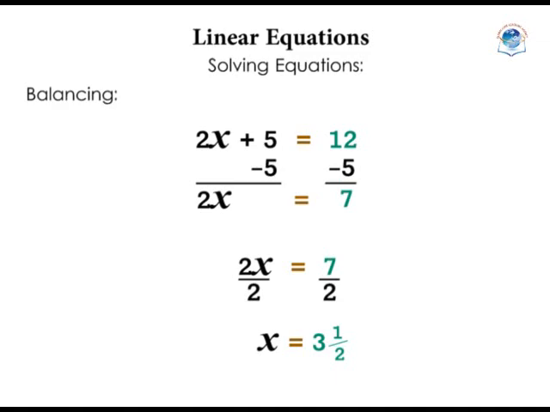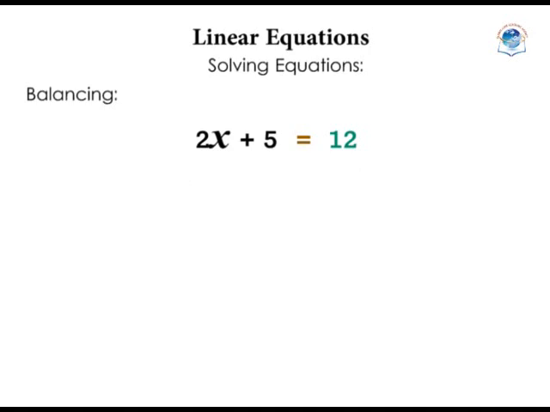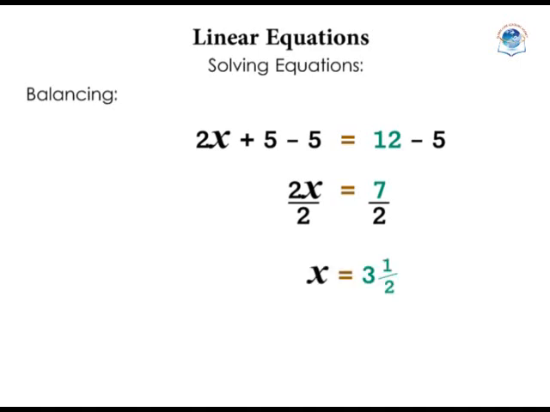Now that subtraction may look funny. Most people are used to the straightforward method. So 2x plus 5 is equal to 12. We can say that subtract 5 on either side. So we have 2x plus 5 minus 5, and then it's equal to 12 minus 5. And we remain with 2x is equal to 7. And to get x, we divide both sides by 2. X is equal to 3.5.